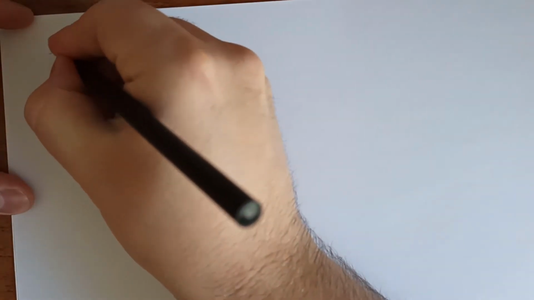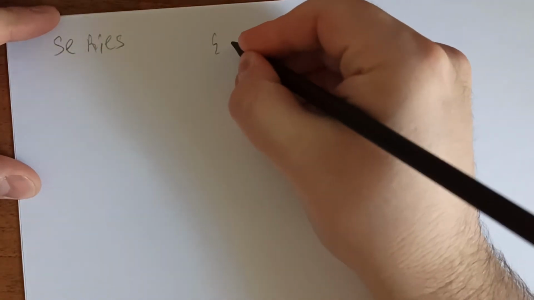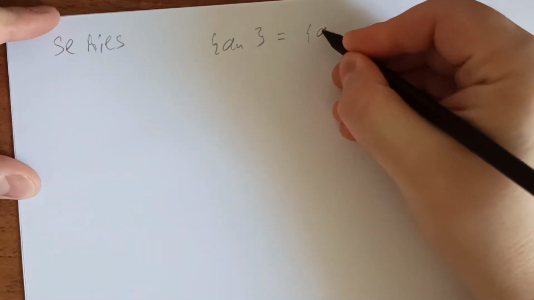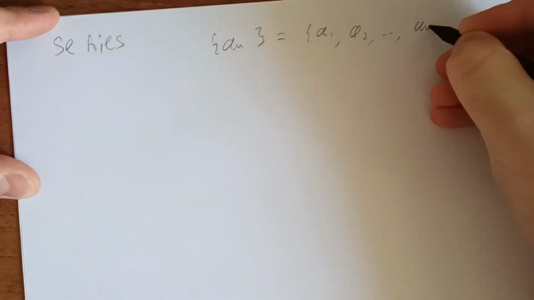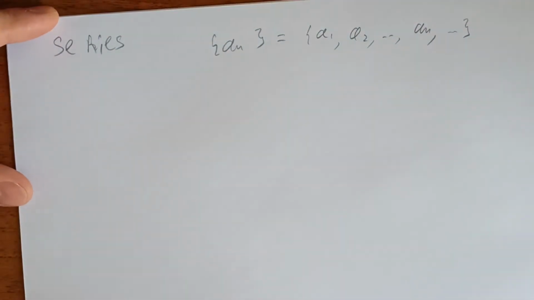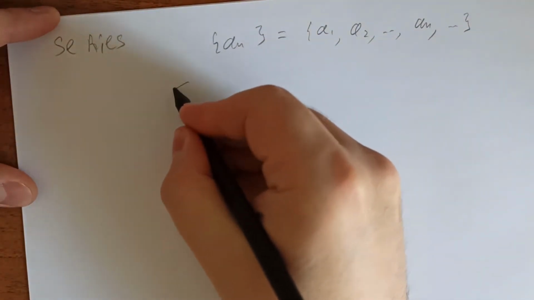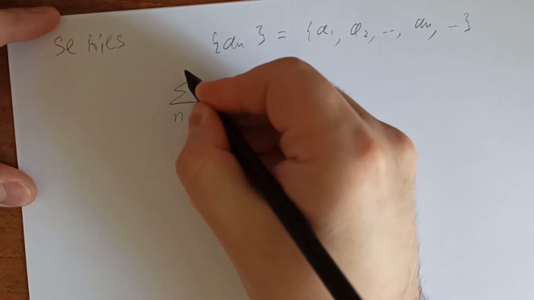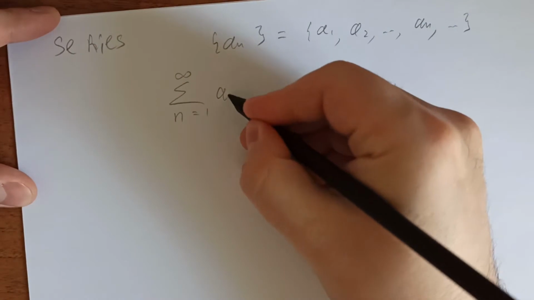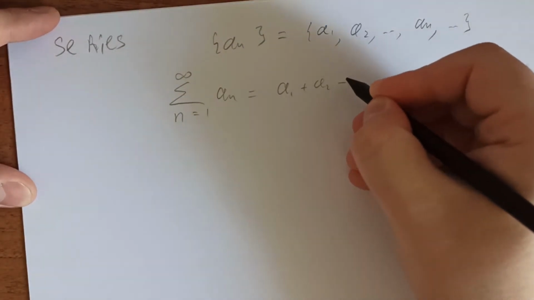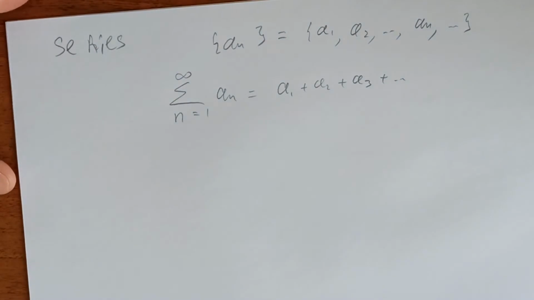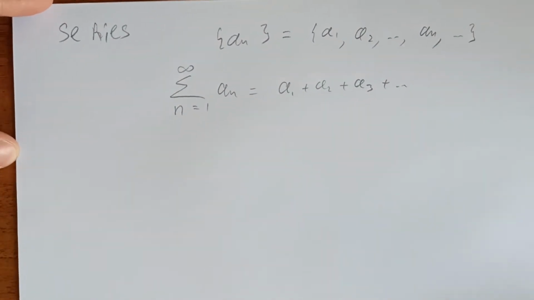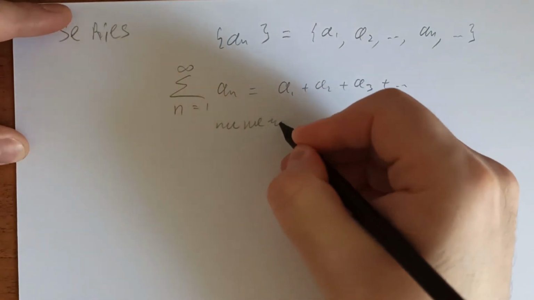The topic of our first lecture is series. Actually, it will be the topic for our next several lessons. Let us consider a sequence a_n, which consists of elements a_1, a_2, and so on, a_n, and so on. And we will call the formula sum n from 1 to infinity of a_n, which is a_1 plus a_2 plus a_3 plus so on, a numerical series.